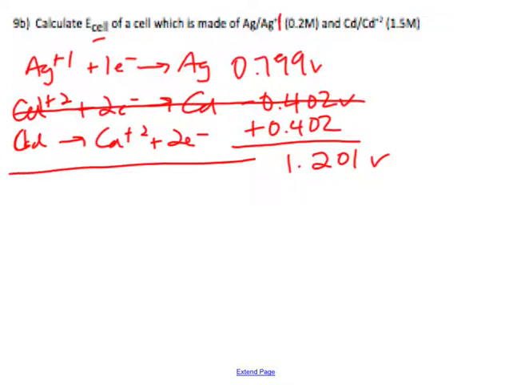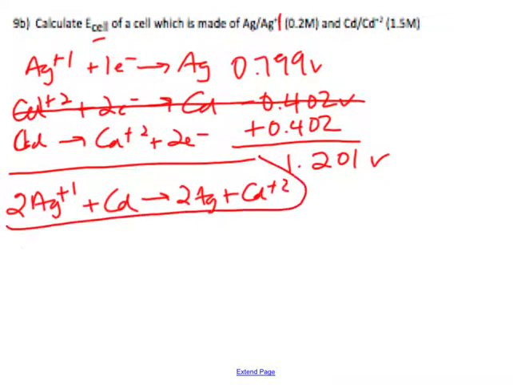Because I know I'm going to have to use the Nernst equation, I want to get a balanced overall equation. So I'm going to have to multiply the top one by 2. Do I multiply the voltage by 2? Nope. My voltage does not change. Gives us 2 silver plus Cd2+. So this is my balanced equation. I have to have that because when I get into that ratio for Q, I need those stoichiometric coefficients.